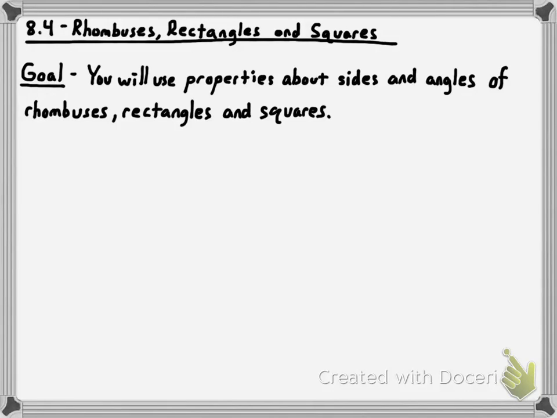All right, we've been talking about parallelograms for the last couple of sections, and now what we're going to do is start focusing on what are actually special kinds of parallelograms: rhombuses, rectangles, and squares. The goal here is that you will use properties about sides and angles of rhombuses, rectangles, and squares. In another video, we'll throw in properties about diagonals. You'll learn those about parallelograms, and you're going to learn them about these shapes as well.